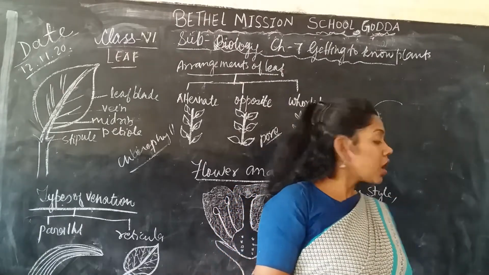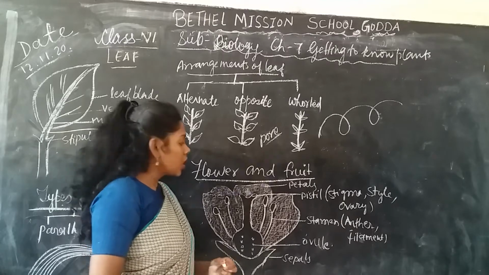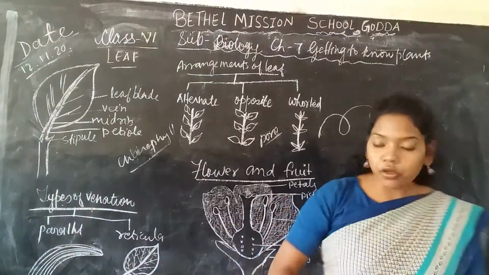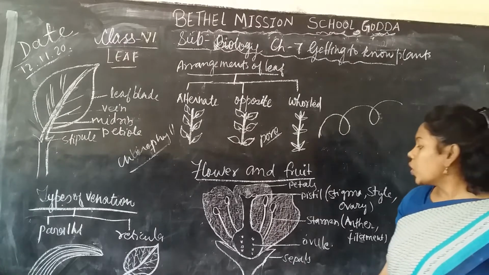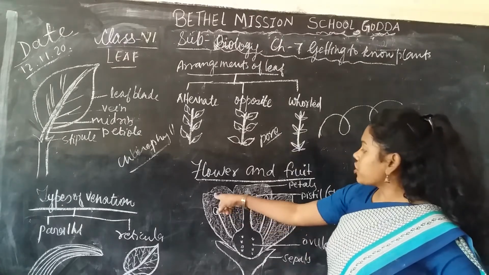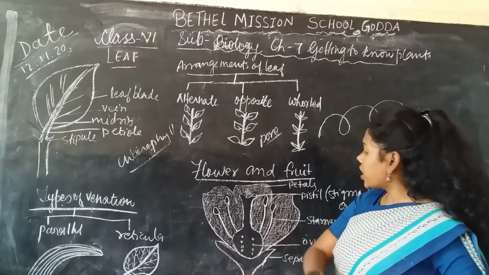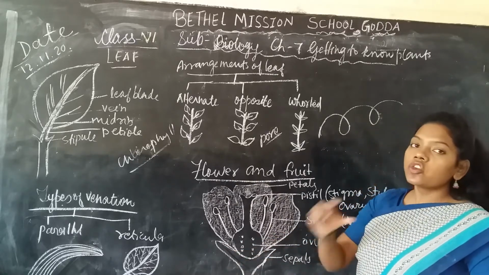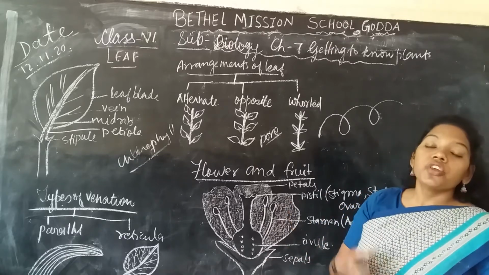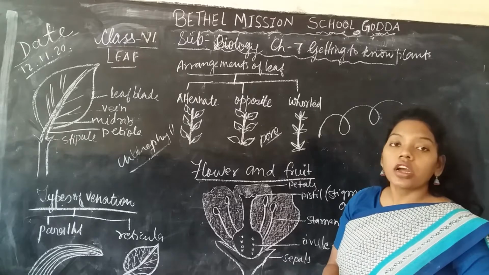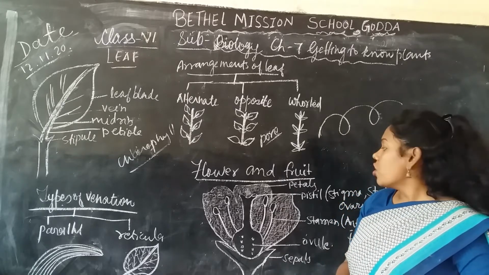Next we are going to talk about flowers and fruits. You can see a very beautiful diagram of the structure of a flower. These are the petals, and these are the sepals. In between there are two important parts, one female part and one male part, which are also called the reproductive organs of the plant.